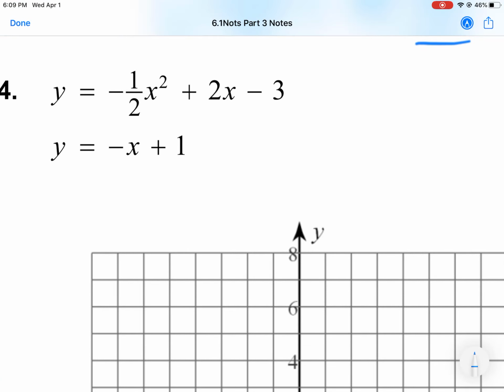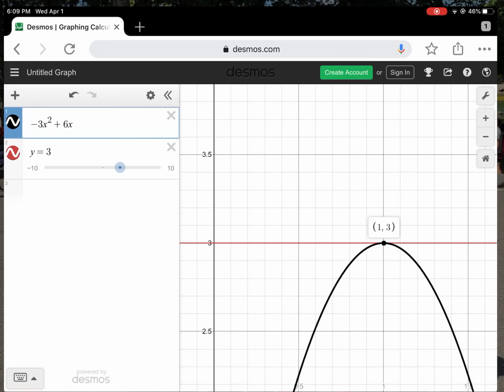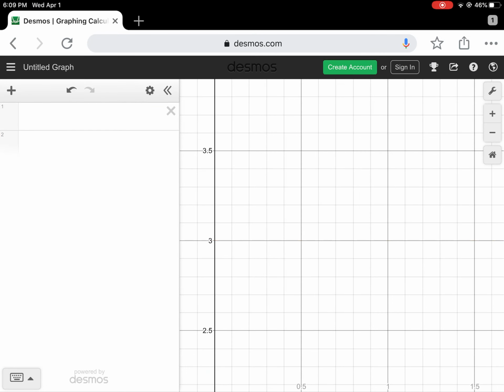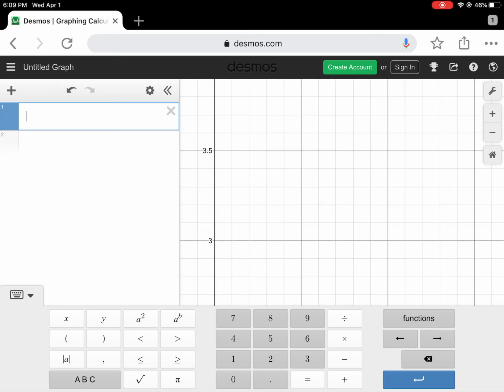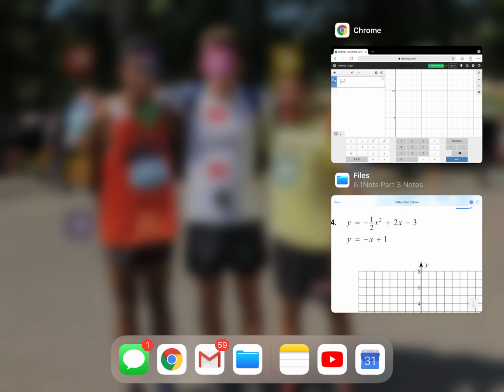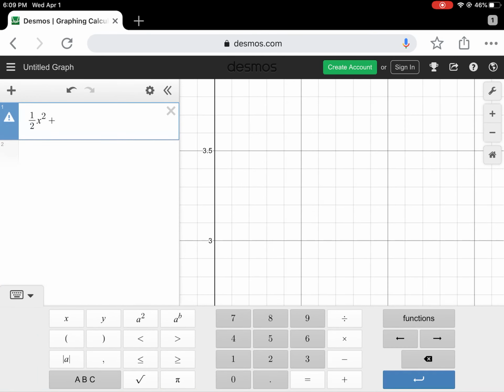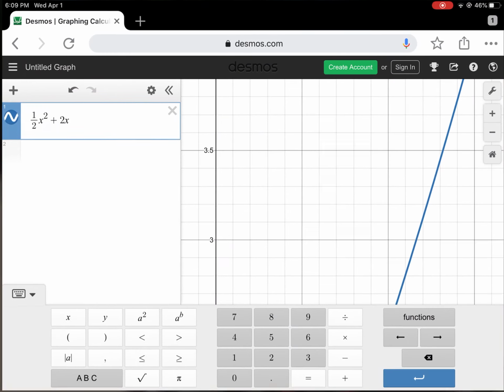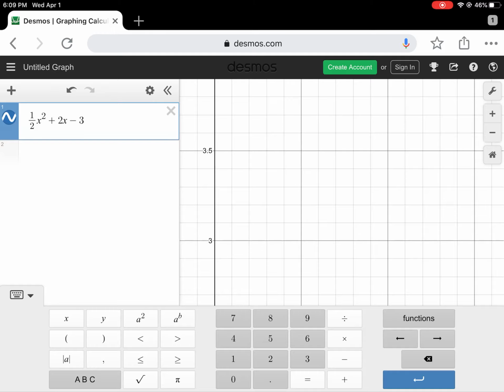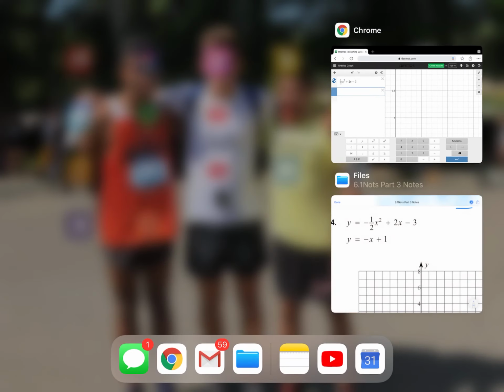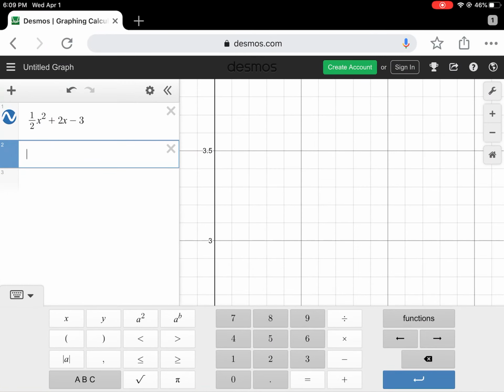And now let's take a look at our last graph here. It's a big one. Alright, so let's type this in. Clear those. So we have 1/2 x squared. When you type in fractions, click 1 divided by 2, then click the right arrow on the bottom. Then click the x button, squared. Click the a squared to square it. And we have plus 2x and then minus 3. So that's our one graph.